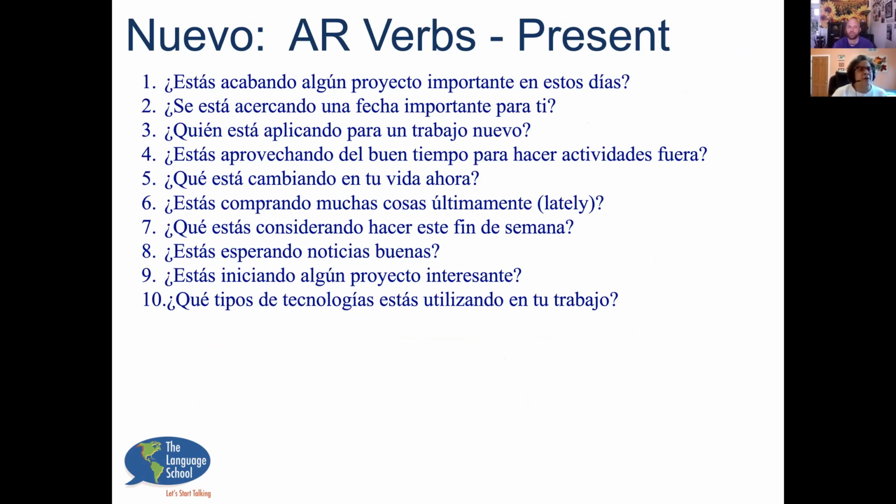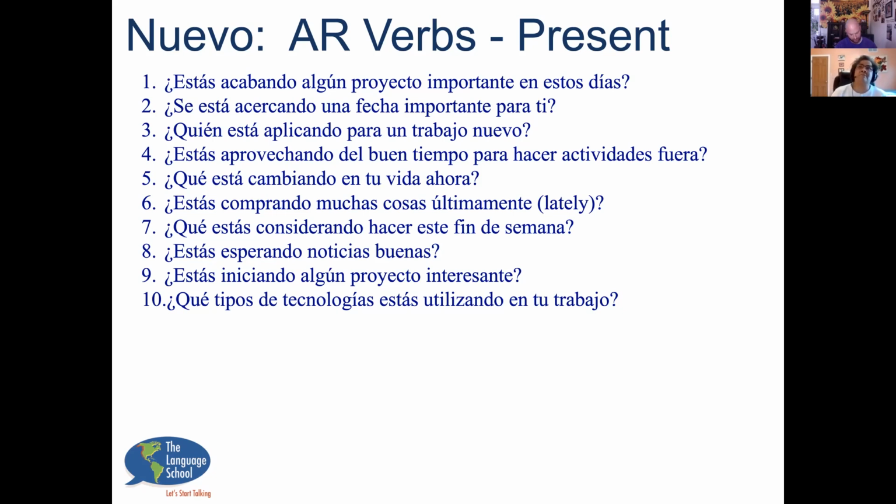Acabando, is it working on? Acabar means to finish. Oh, okay. Are you finishing some important project these days? No estoy acabando algún proyecto importante en estos días. ¿Se está acercando una fecha importante para ti? Sí, se está acercando. I'm not sure. Acercando. Getting close.